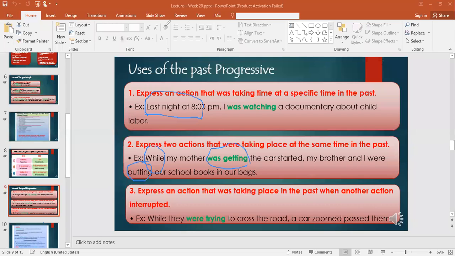Who can give me an example about two actions that were taking place at the same time in the past using while? Laris, and then Zahra. While my mom was cooking, I was in a Zoom class. Repeat, please, Laris. While?